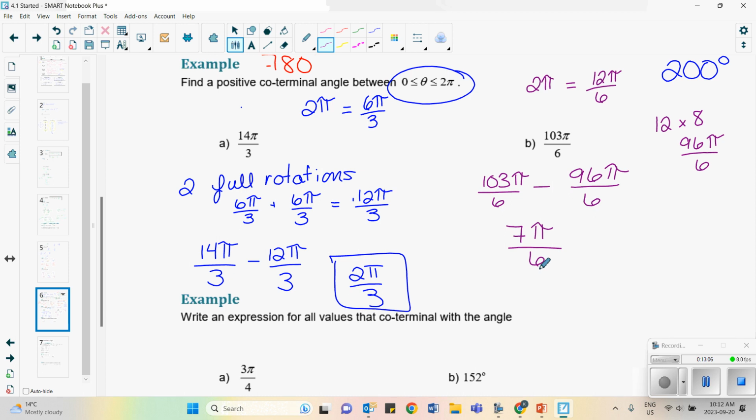Now to check to see if I'm right, I'm going to look up here. This can only go to 2 pi. The maximum I can go to is 2 pi. This is telling me 12 pi over 6 is the full rotation. Is 7 pi over 6 less than 12 pi over 6? Yes. So we're good. Still positive. If you went to the next multiple of 12, then you're going to get a negative rotation, and that's not what the question is asking.